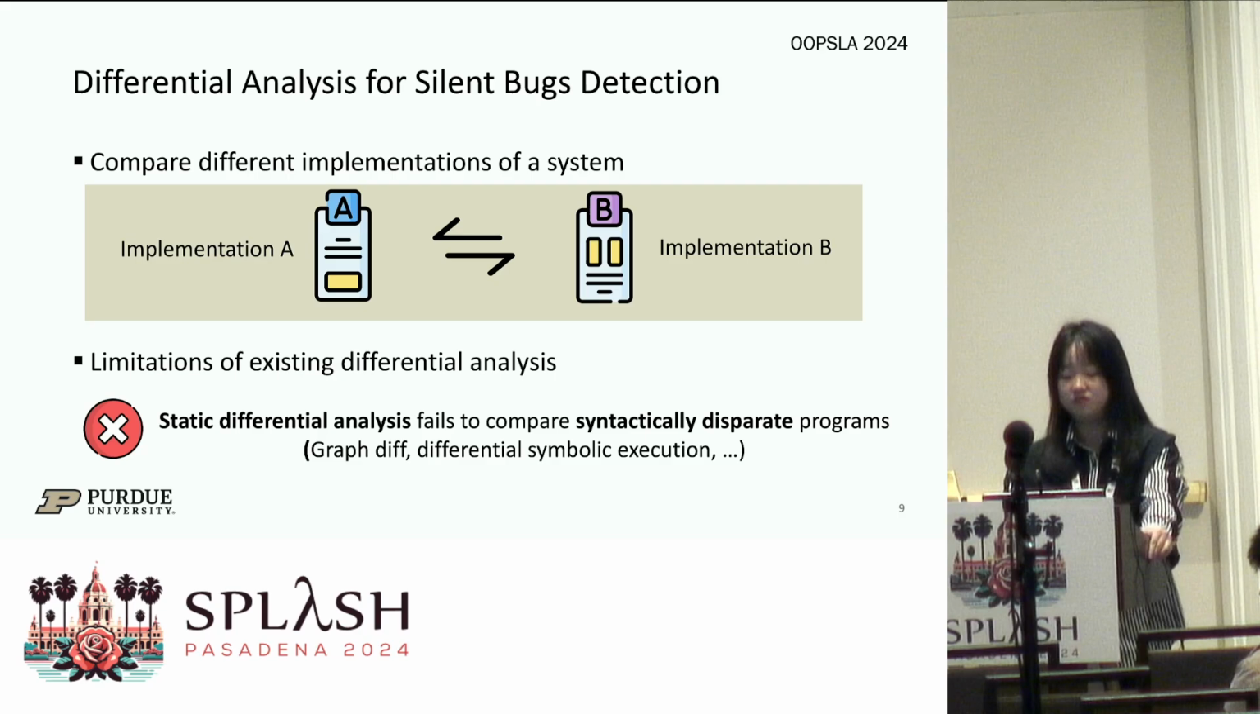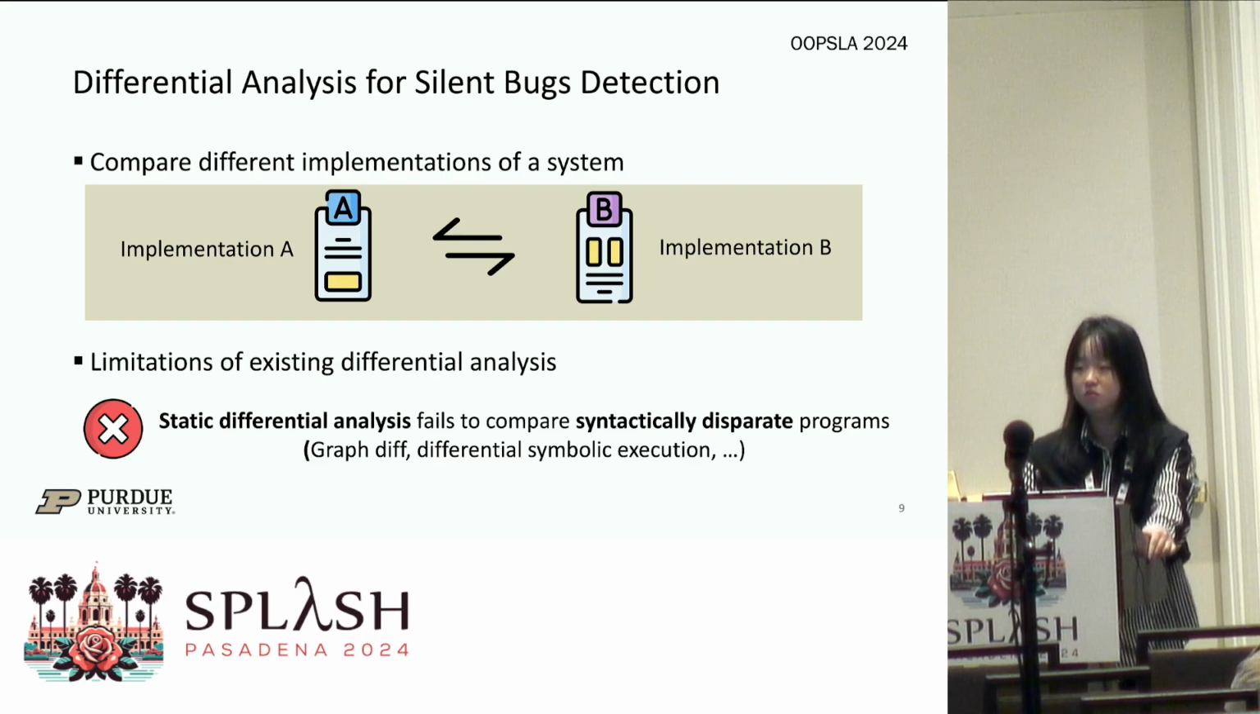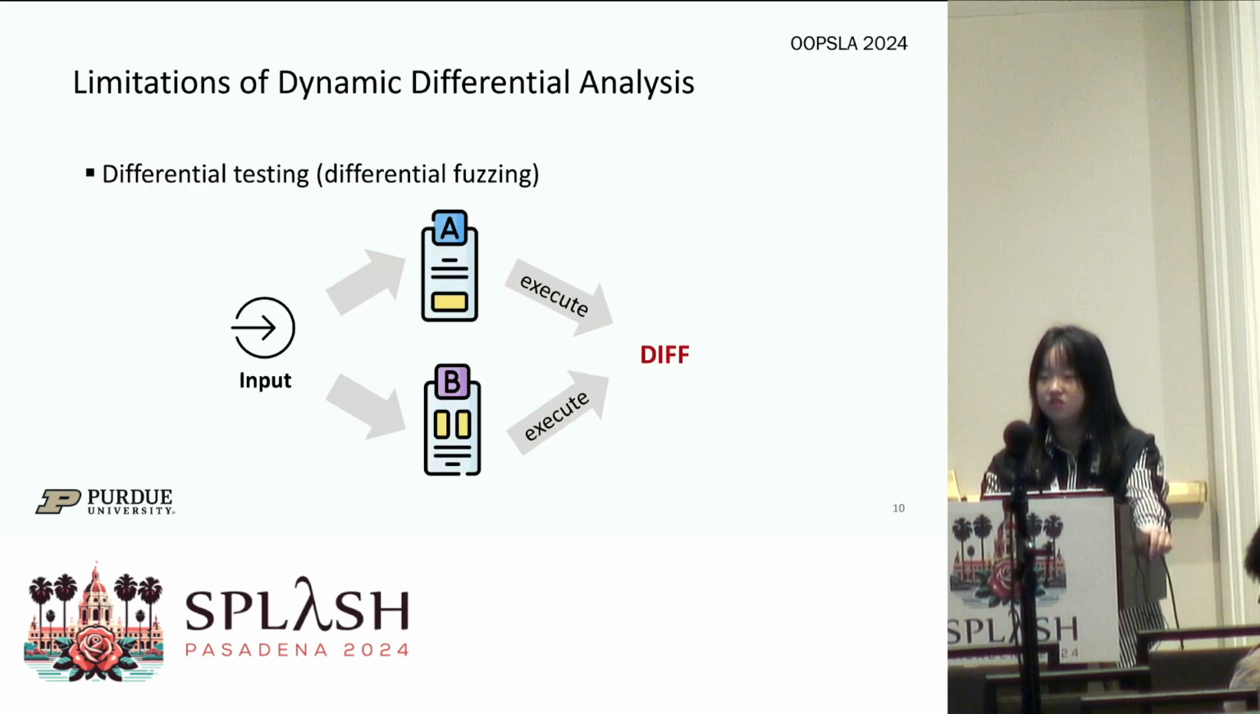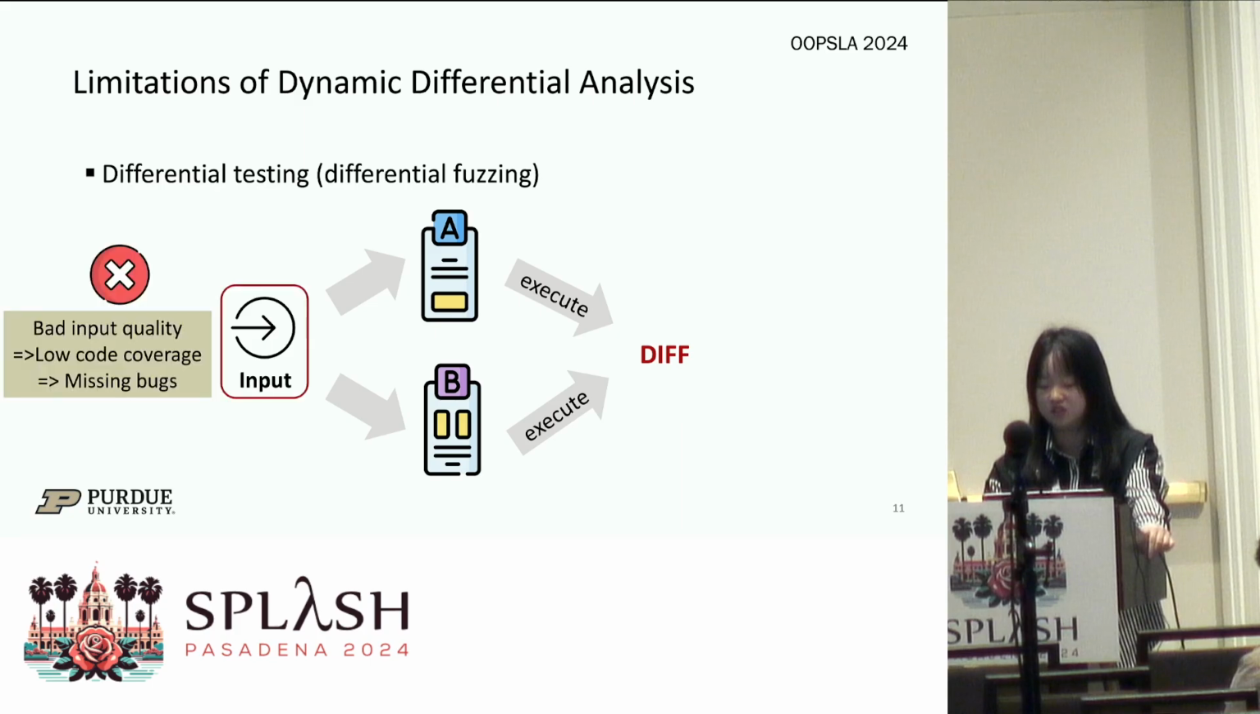However, existing static differential analysis often fails to catch the bugs inside syntactically disparate programs. Like GraphDiff and differential symbolic execution, they work well in programs which are semantically very similar, syntactically similar programs. But when it comes to syntactically disparate programs, they may fail. And dynamic differential analysis, like differential testing or differential fuzzing, works by running both implementation A and implementation B with the same input. And then if their execution behavior differs, it can reveal potential bugs.